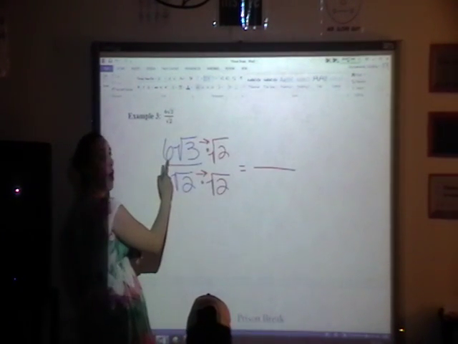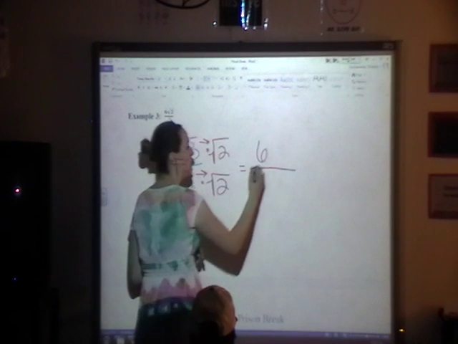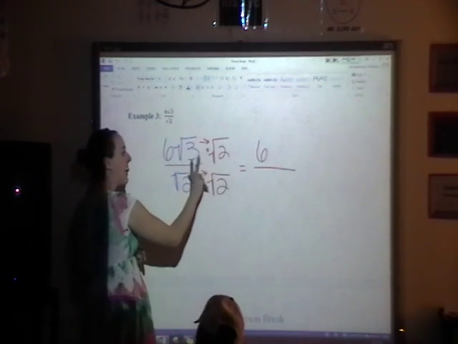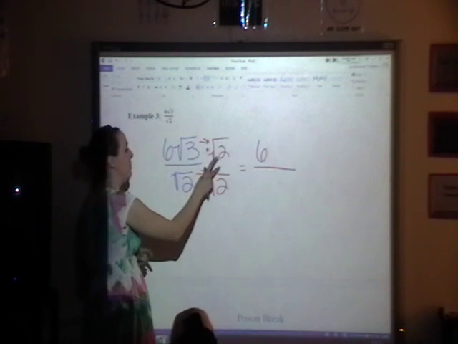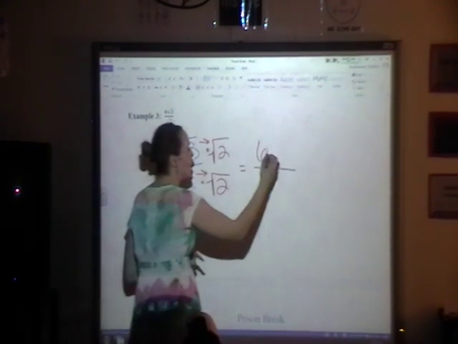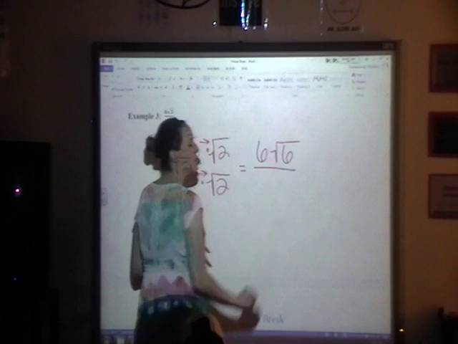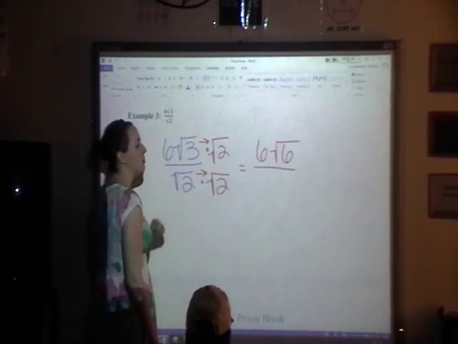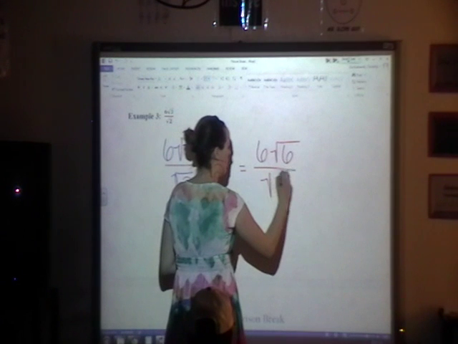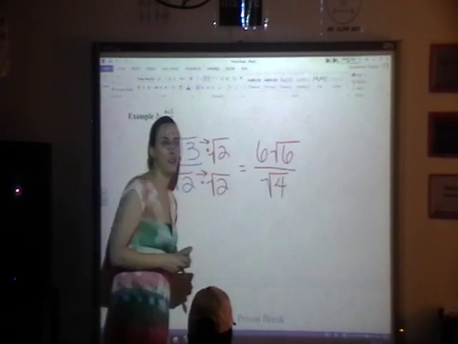So 6 has no one to multiply to. But then Andrew said, hey, those are like terms. Those are both radicals. You can multiply them. So the square root of 3 times the square root of 2 is the square root of 6, over, what is radical 2 times radical 2? Radical 4. 2 times 2 is 4.